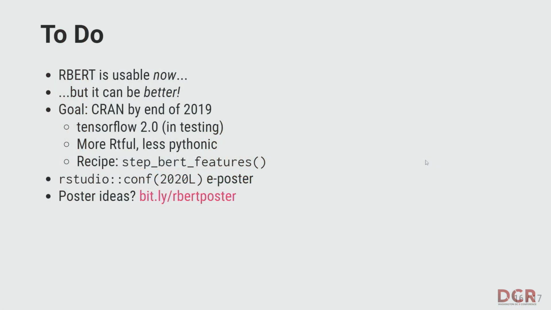We will have a poster at our Studio Conf in January. And I encourage everyone to go to bit.ly/RBERT poster and give us ideas of what you would like to see on that poster. We might just use the submissions of ideas in our poster because that's text that we could parse. But whatever you might have, we don't know yet. We're not sure what we're going to show. There's lots of cool things that we could do.